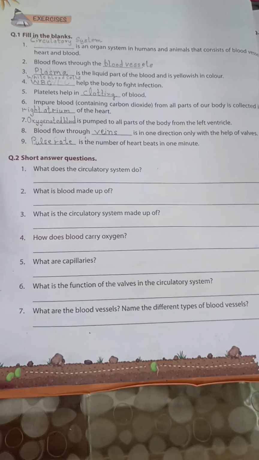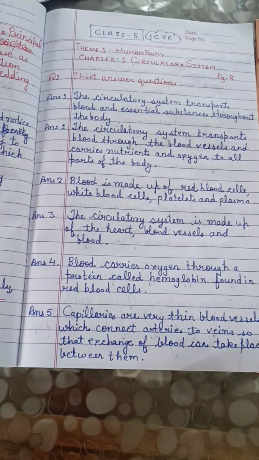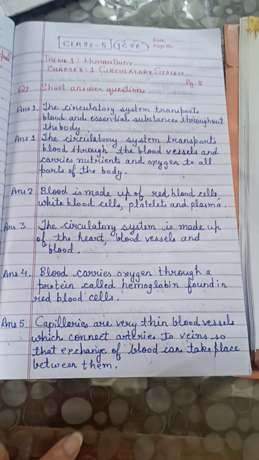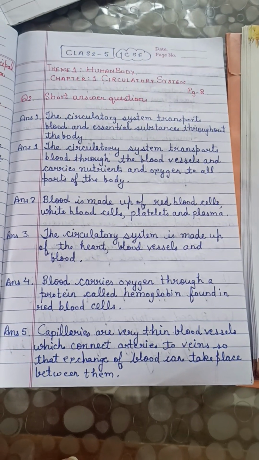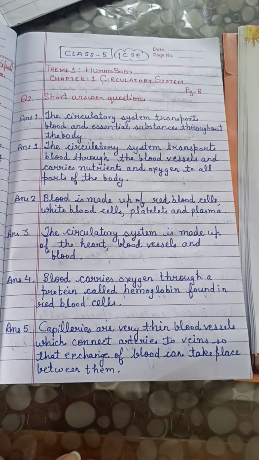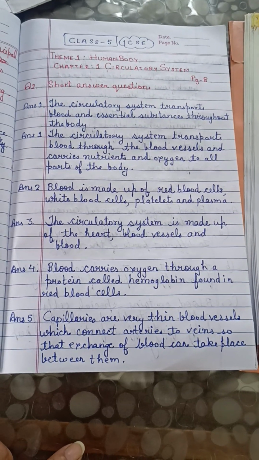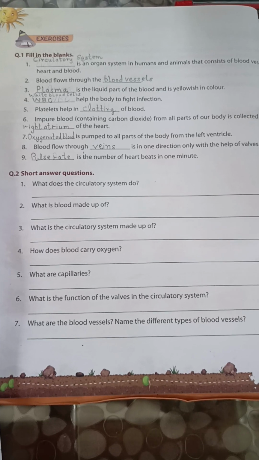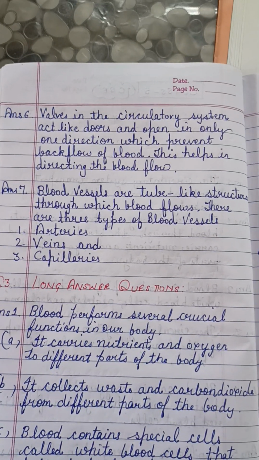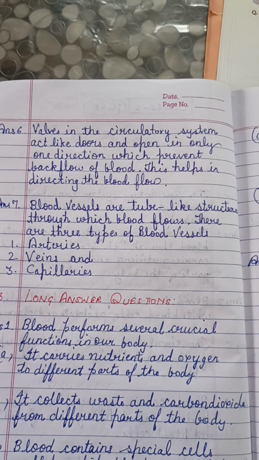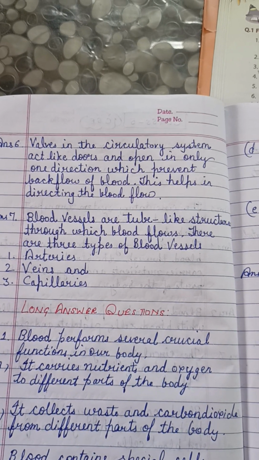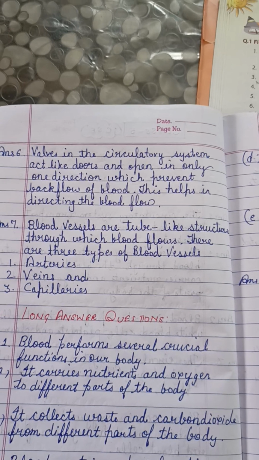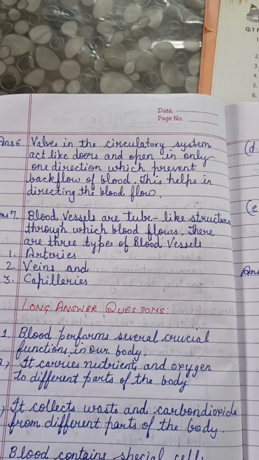Question number 5, what are capillaries? So the answer is capillaries are very thin blood vessels which connect arteries to veins so that the exchange of blood can take place between them. Question number 6, what is the function of the valves in the circulatory system? So the answer is valves in the circulatory system act like doors and open in only one direction, which prevent backflow of blood. This helps in directing the blood flow.